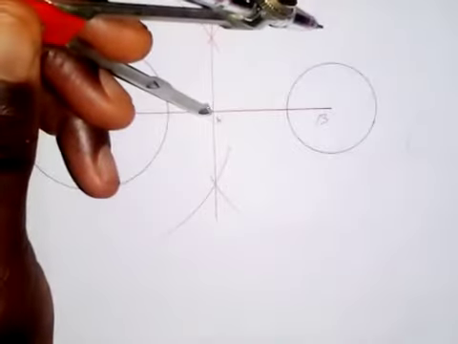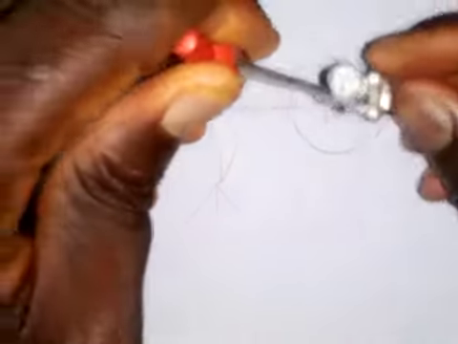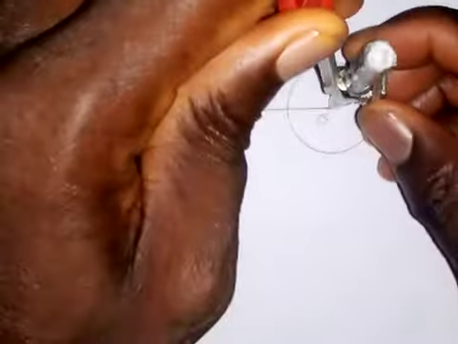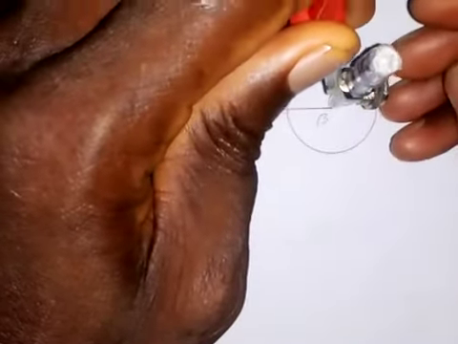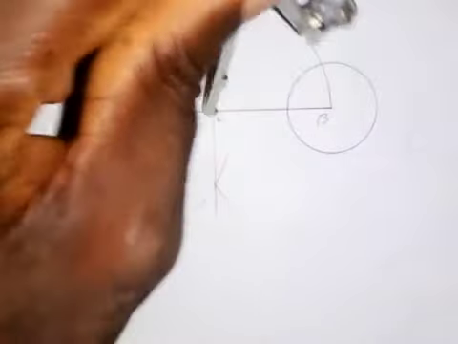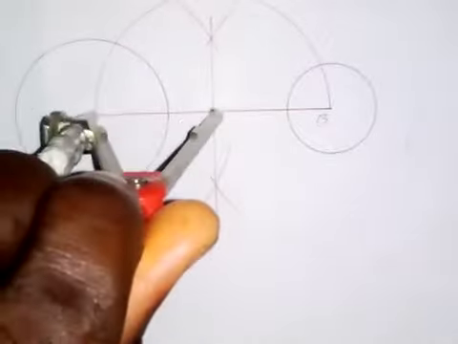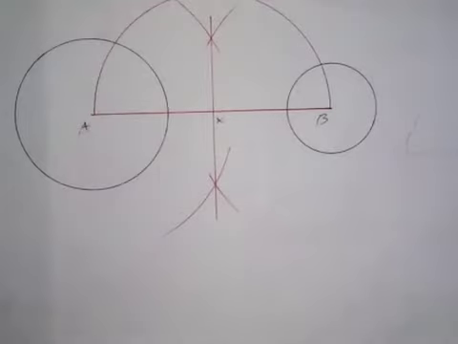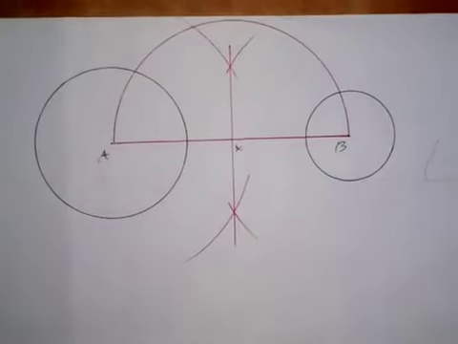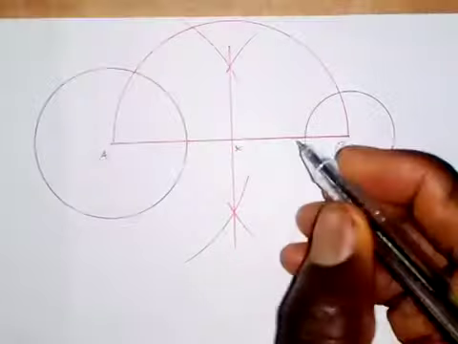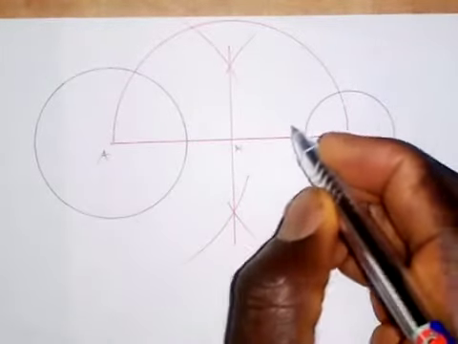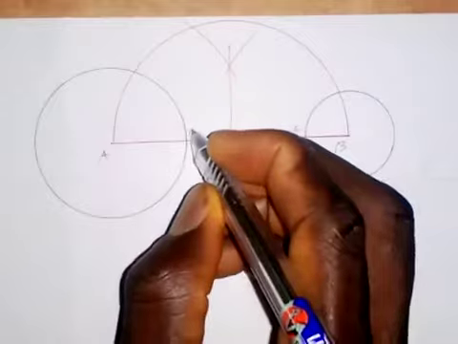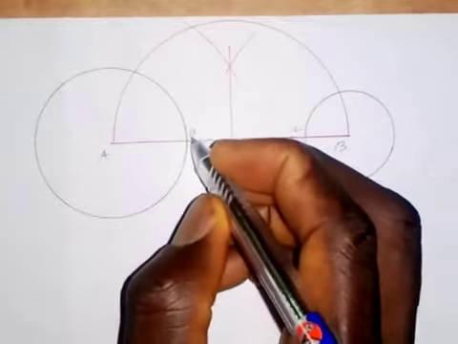Next, I'm going to construct a semicircle. I put the point of my compass at X, extend to center B, and draw a semicircle. Then I'm going to label these points. This is point C here and this is point D.